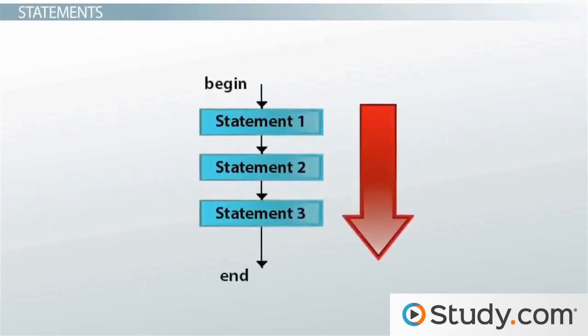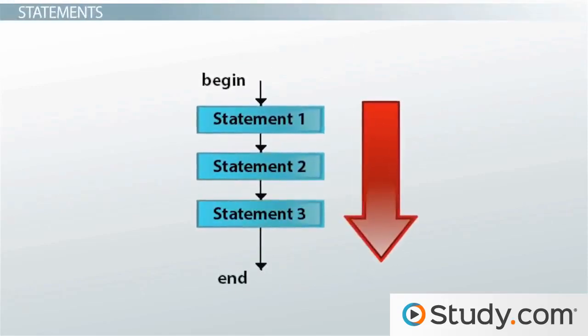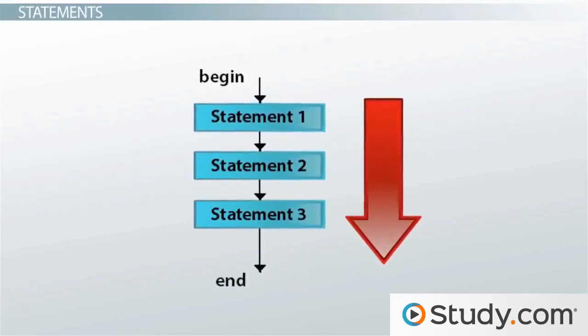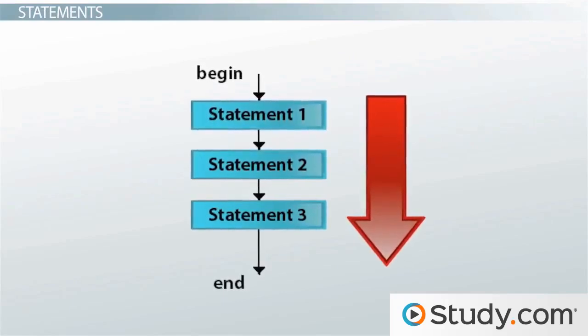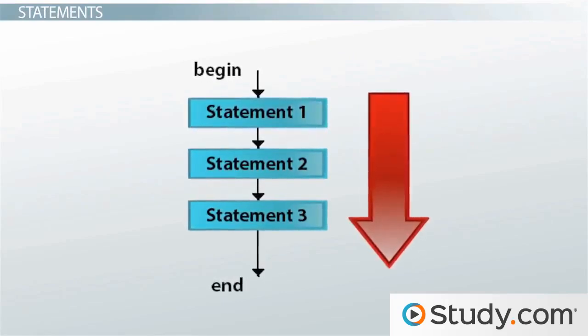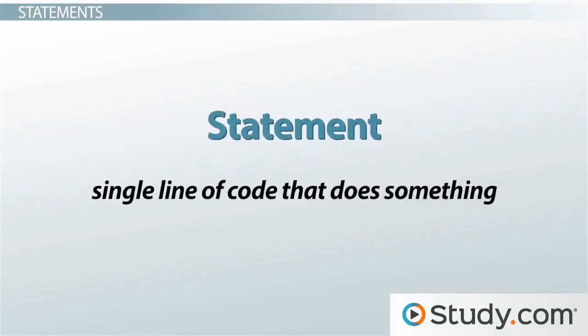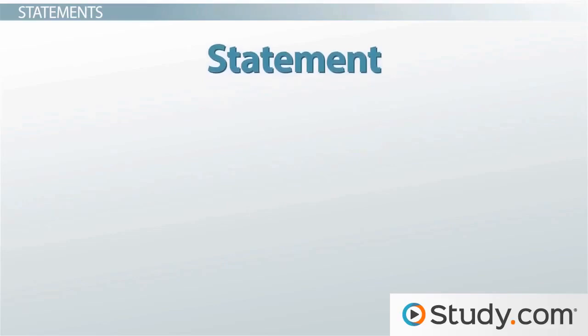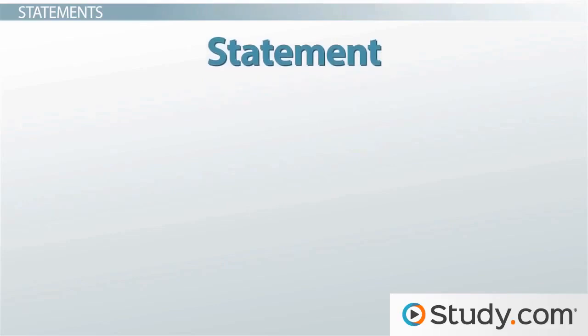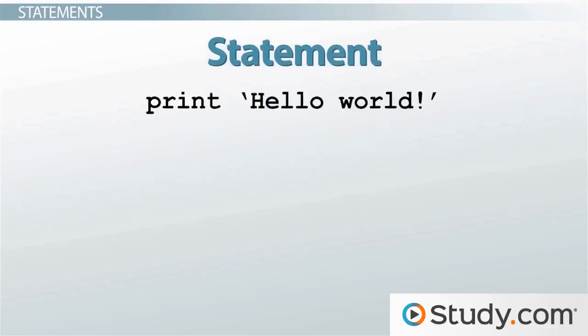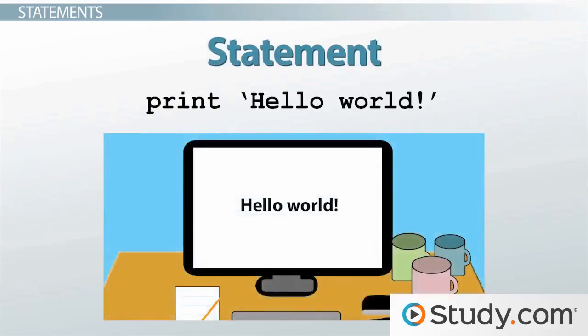Statements are the basic unit of code. A statement can assign a value to a variable, perform a single action, control the execution of other statements, and do any number of other things. A statement consists of a single line of code that does something. A very simple example of a statement is the following. Print, "Hello world." When executed, this print statement prints the text, "Hello world," to the screen, just as you might have expected.